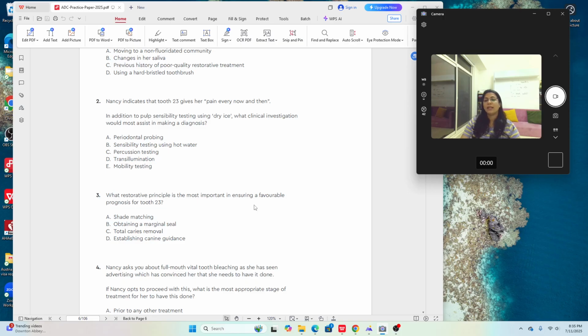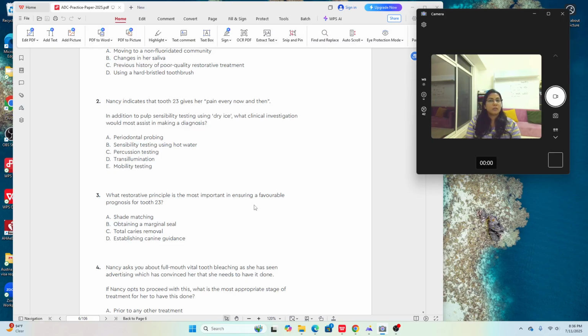Okay. Now you may get confused here in total caries removal and obtaining a marginal seal. Even if you remove the total caries but you're not ensuring the marginal seal, there would be development of secondary caries for sure, and your restoration can fail. So that is a good principle, but that is not the most important principle, and the question is asking you the most important principle. You understand? Whenever a question says most important, it means probably all the options are correct. All are principles, but the most important principle is obtaining a marginal seal.